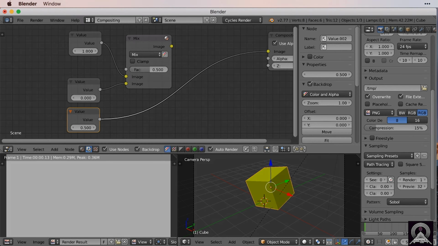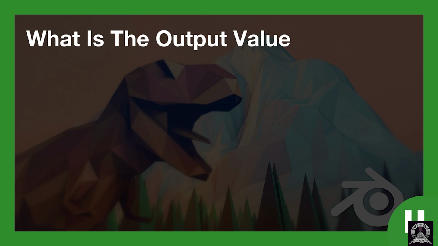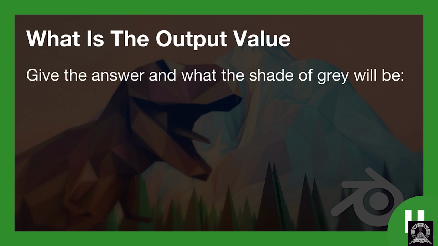Excellent. Now we've got a handle on using image and maths together. It's time for a challenge. And your challenge is, what is the output value? Now this is going to be quite straightforward mathematics. If you're experienced with mathematics, you may even find this a real doddle. But what I'd also like you to do, as well as giving the answer, is what the shade of grey will be, or whether it will be black or white. And do compare that over in Blender as well, and make sure what you think the answer results in is what happens.